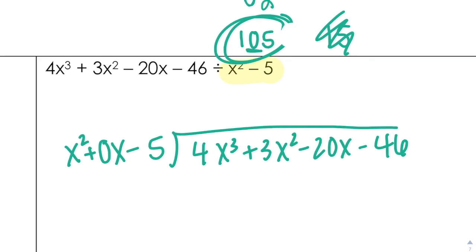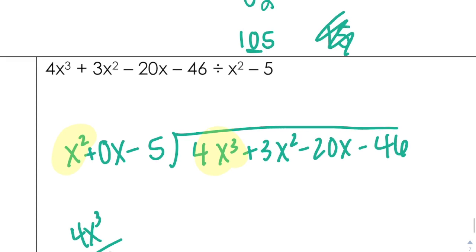So now I'm going to divide piece by piece. How many times does x squared go into 4x cubed? So what's 4x cubed divided by x squared? Well, 4 divided by 1 is 4. x cubed divided by x squared is x, which means 4x would line up way over here, and that's okay. Sometimes you have blanks right here.